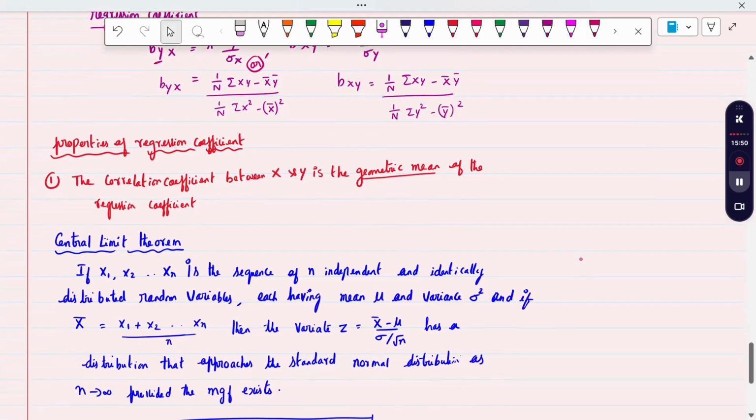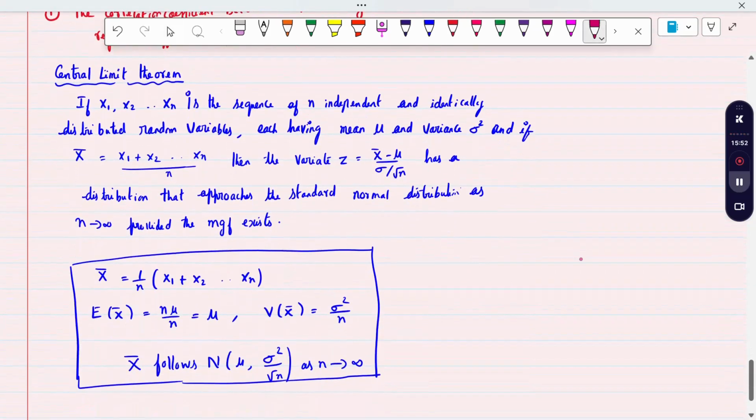This is the last topic, the central limit theorem. What is the definition of the central limit theorem? If x1, x2, ..., xn is a sequence of n independent, identically distributed random variables, each having mean mu and variance sigma square, and x bar is x1 plus x2 plus ... plus xn divided by n, then the variate is z equals x bar minus mu divided by sigma divided by root n.